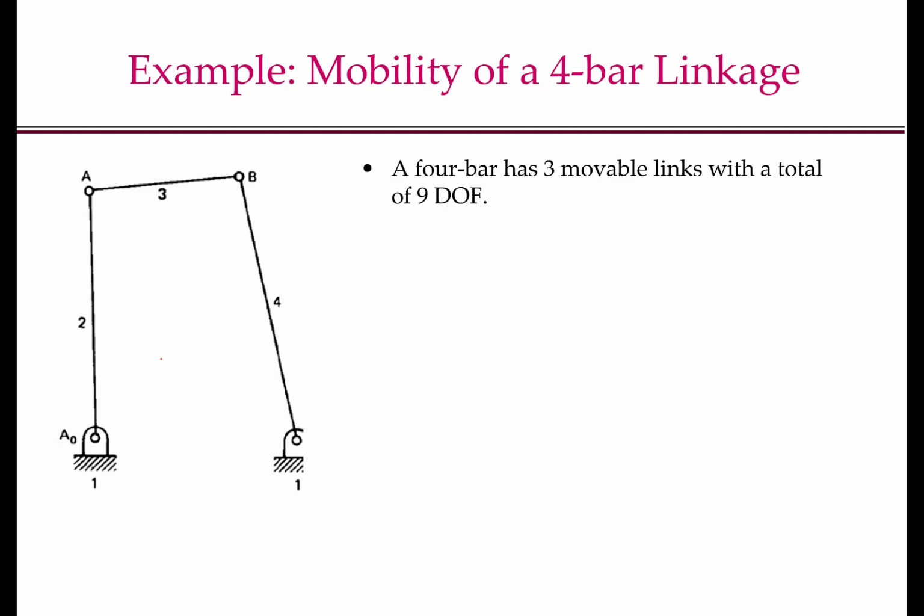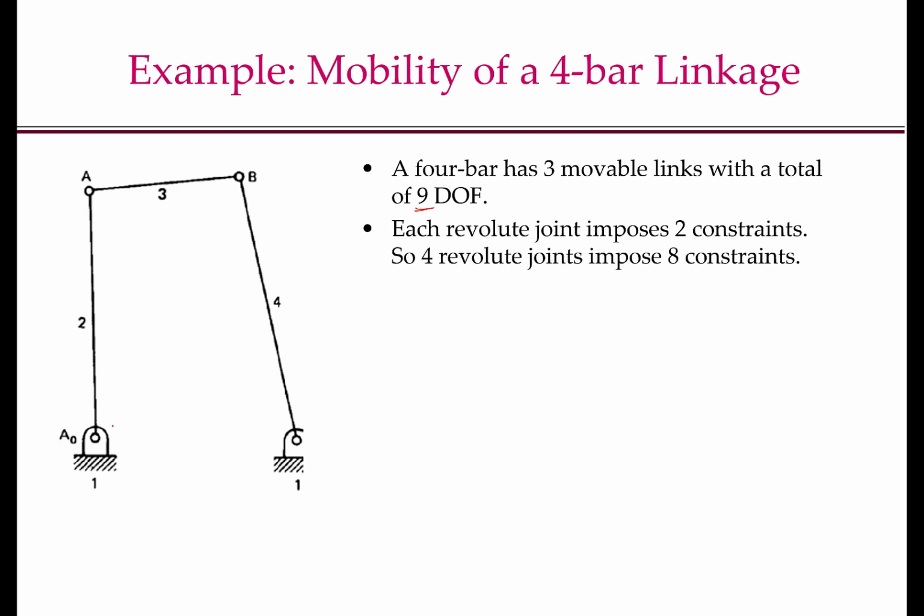So a 4-bar linkage has 3 movable links, right? The links 2, 3 and 4 can move. The link 1 is fixed. So it is a total of 9 degrees of freedom, 3 times 3. Now there are 1, 2, 3, 4 revolute joints. Each one of these revolute joints imposes 2 constraints because it is a 1 degree of freedom joint. It allows 1 degree of freedom. So 4 revolute joints impose 8 constraints. So my degree of freedom of the 4-bar mechanism is 9 minus 8, which is 1.